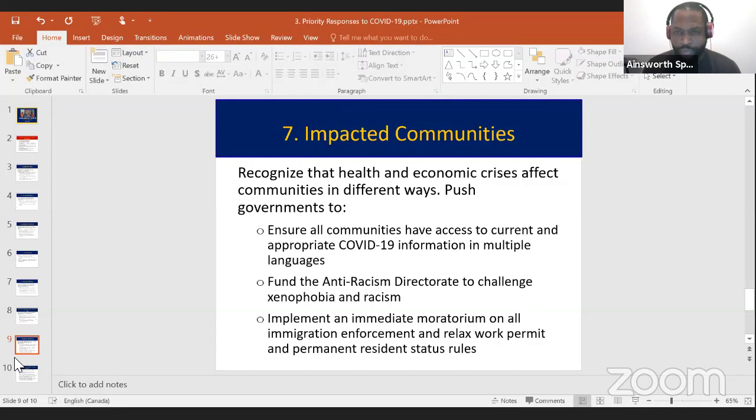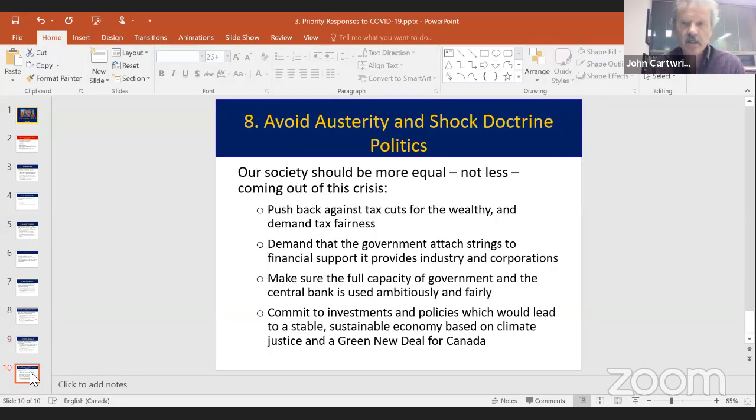Three, implement an immediate moratorium on all immigration enforcement, such as detentions and deportations. And lastly, relax or remove work permits and permanent resident status rules and swiftly grant open permits to workers in transition. Thank you. And the final piece is about austerity and what Naomi Klein describes as shock doctrine, the things that the people in Bay Street and Wall Street are figuring how they want to move politics at the end of this. Kingsley? And you may have to unmute Kingsley.